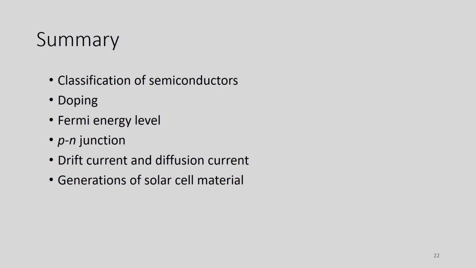Now let us summarize what we have discussed today. We have discussed the classification of semiconductors. What is an intrinsic semiconductor? What is an extrinsic semiconductor? What is doping? What is a dopant? What is the Fermi energy level? Then the p-n junction. What is drift current? What is diffusion current? And generations of solar cell materials.